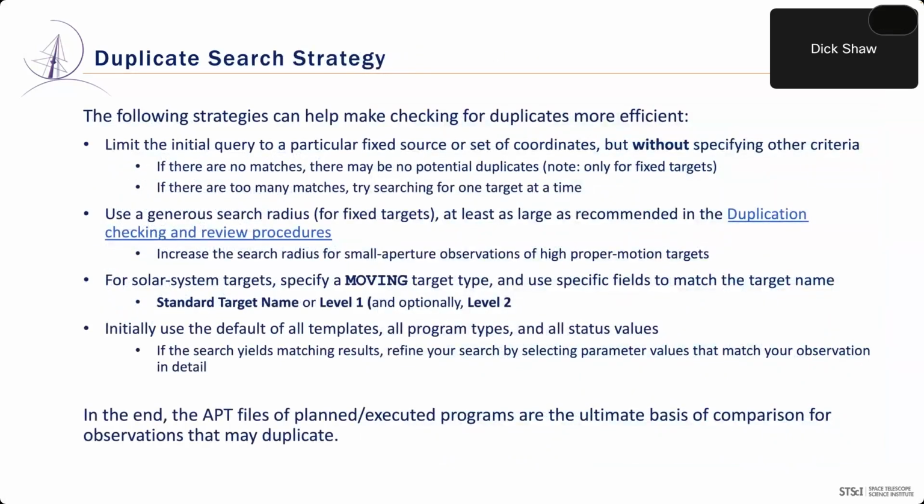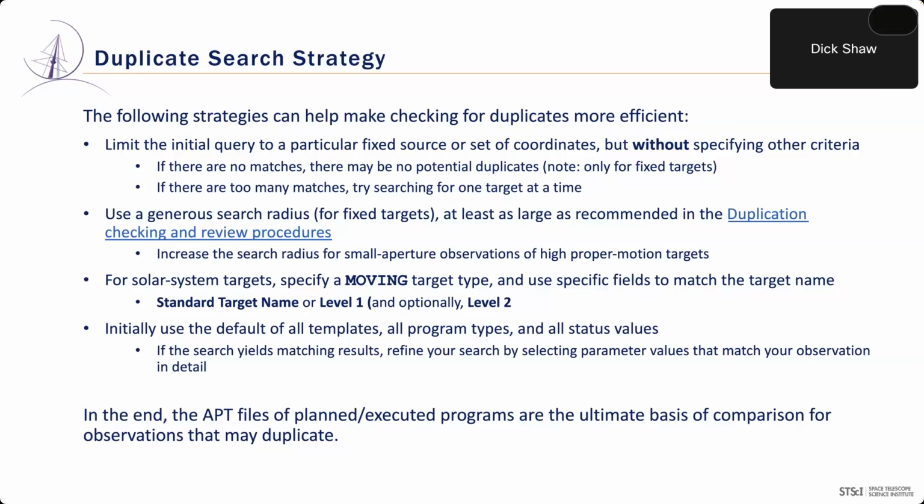Just a couple of notes on strategy. And this is intuitively obvious, but I'll mention it here, perhaps for new observers. Limit the initial query to a particular fixed source or set of coordinates, but without specifying the other criteria. If there are no matches, then there's no potential for duplicates. Now, this applies only for fixed targets, not moving targets, of course. On the other hand, if there are too many matches, try searching for one target at a time. That's just to avoid confusion in the results table.